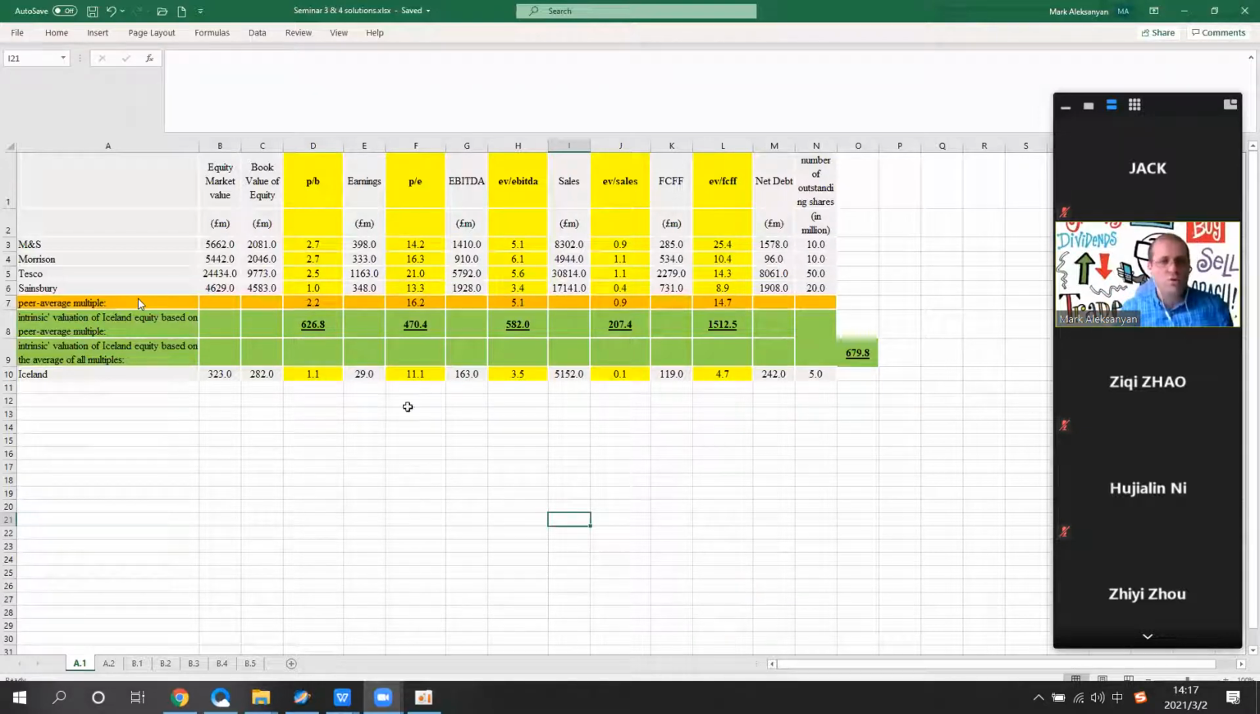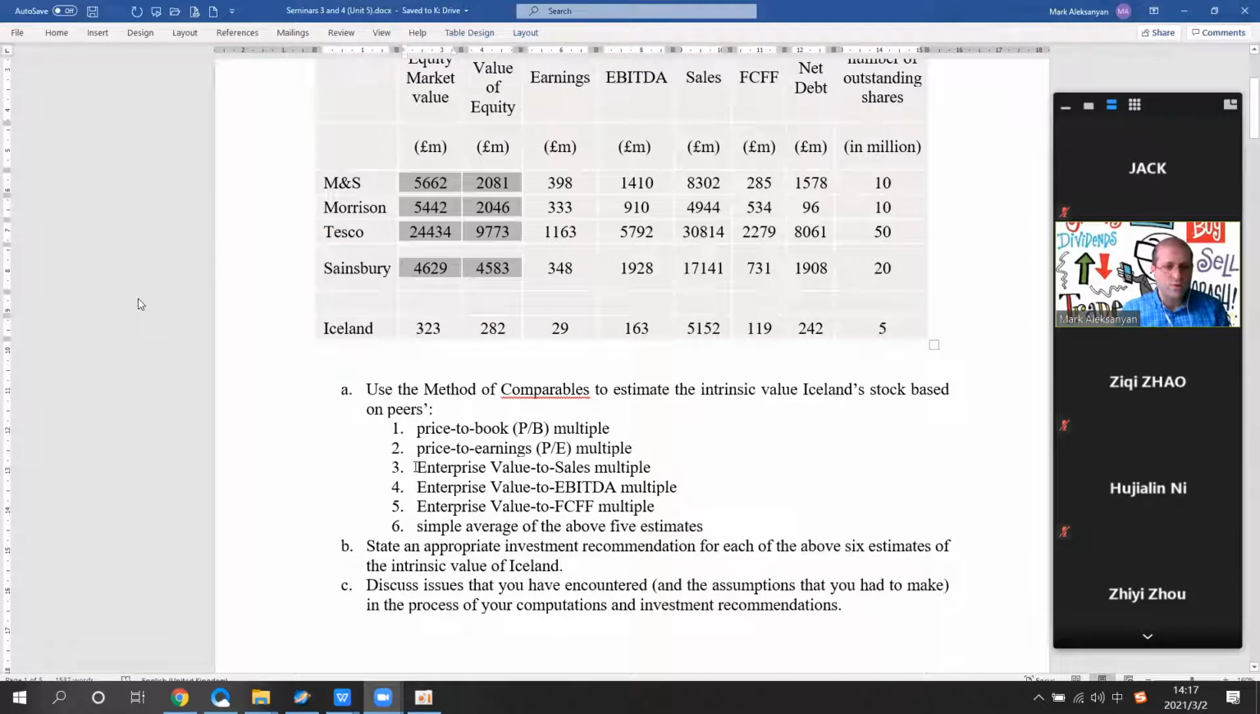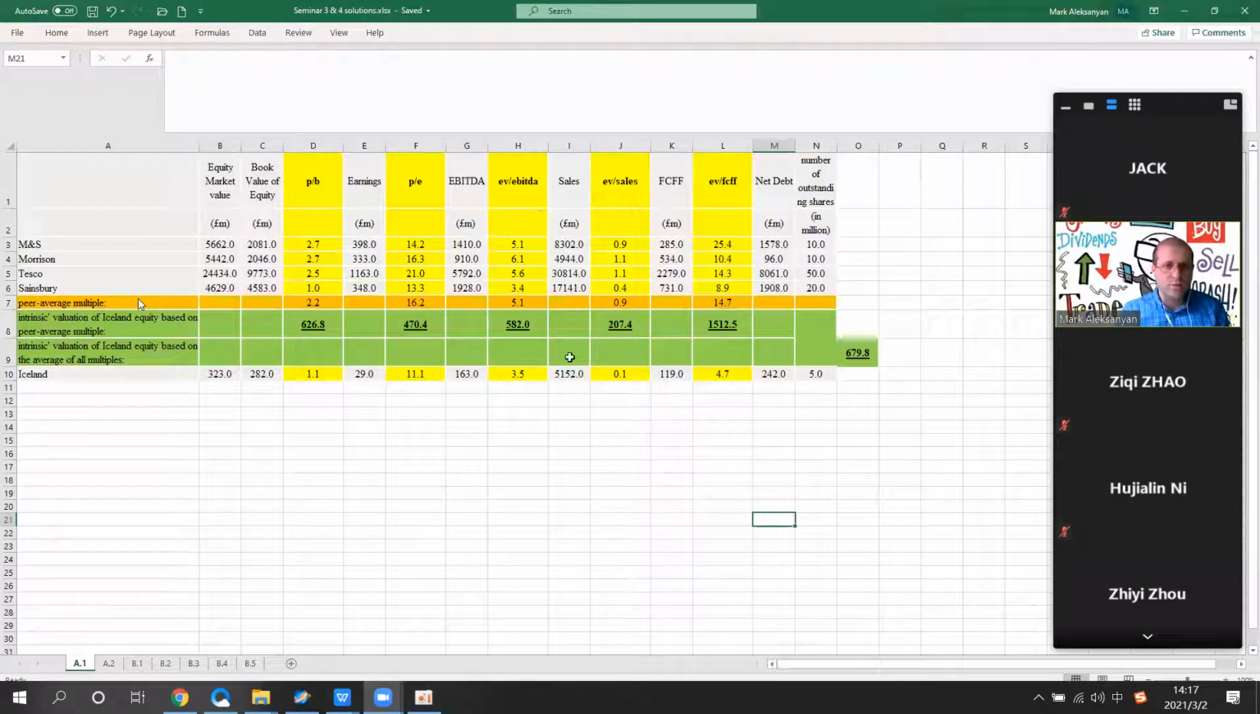We can then move on to the next multiple, EBITDA, which is also part of our requirement here. So as you remember from the question, we need to calculate enterprise value to sales, then enterprise value to EBITDA, and also to the cash flow. So let's just quickly run through these numbers. The logic is the same.